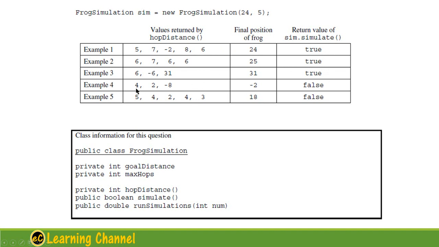For this one, you hop right with 4 and right with 2, then you are at position 6. But you hop back by 8, then you fall back to minus 2, so this is a failure condition. And also, if you try 5, 4, 2, 4, 3, you finish at position 18, so you also fail.